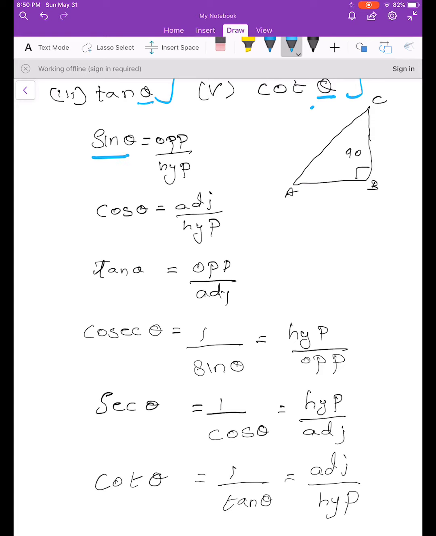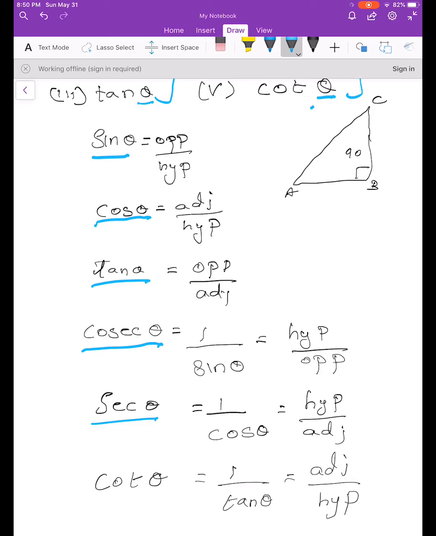Sine theta, opposite by hypotenuse. Cos theta, adjacent by hypotenuse. Tan theta, opposite by adjacent. Cosecant theta is 1 by sine theta, hypotenuse by opposite. Secant theta, 1 by cos theta, hypotenuse by adjacent. Cot theta, 1 by tan theta, adjacent by opposite.